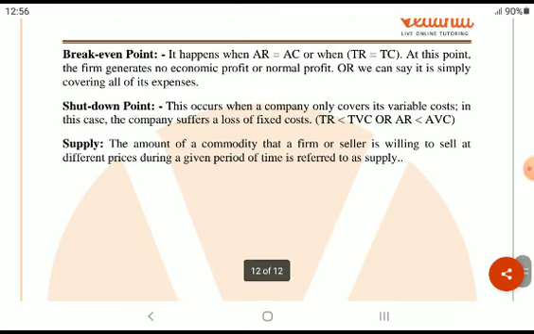Supply: the amount of a commodity that a firm or seller is willing to sell at different prices during a given period of time is referred to as supply.